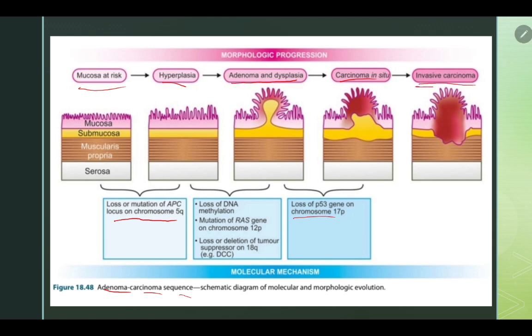Further, there is formation of the invasive carcinoma. Cancer cells break through the basement membrane and invade the submucosa, muscularis propria and beyond. This stage can spread to lymph nodes and distant organs. That is known as metastasis, the spread of cancers. The total genetic changes include loss of p53 gene. The p53 gene is called the guardian of the genome. This is the last genetic change that takes place.